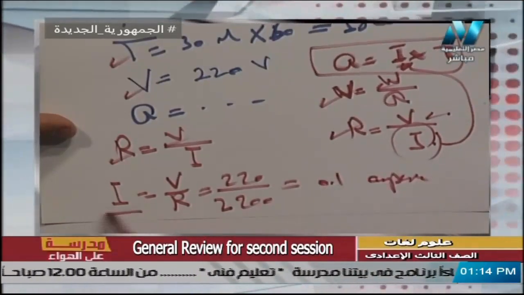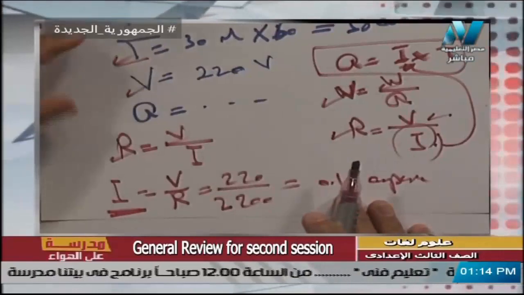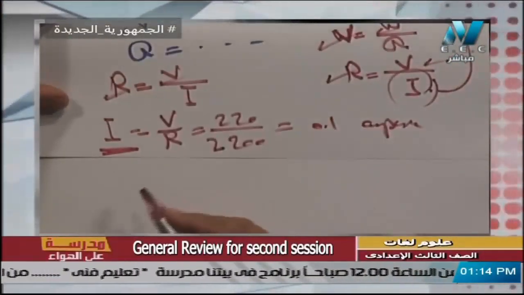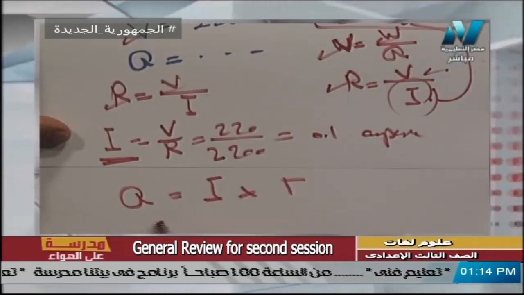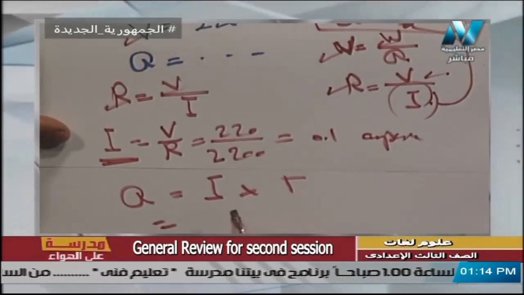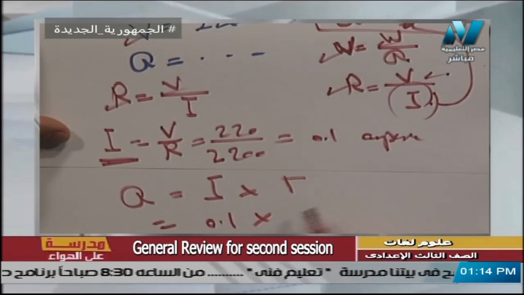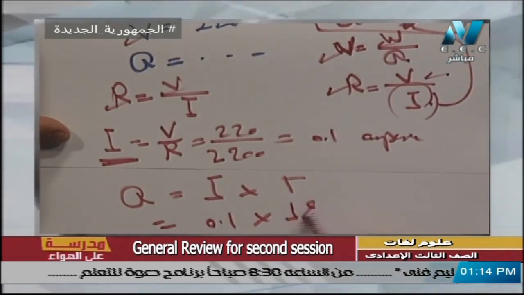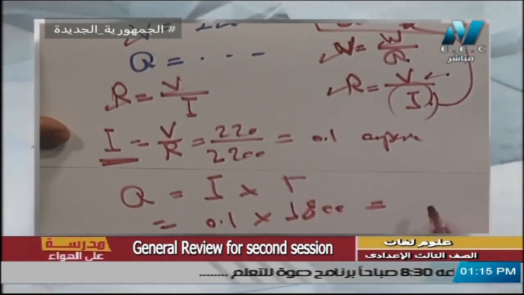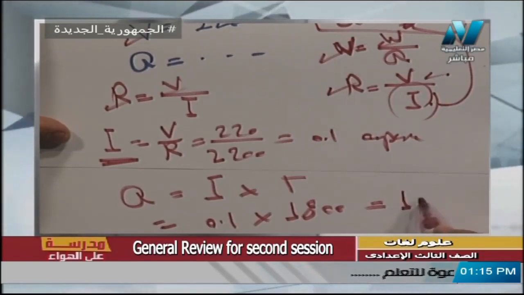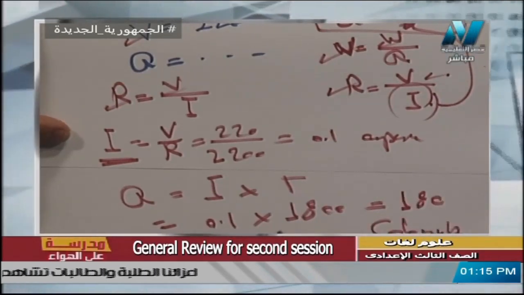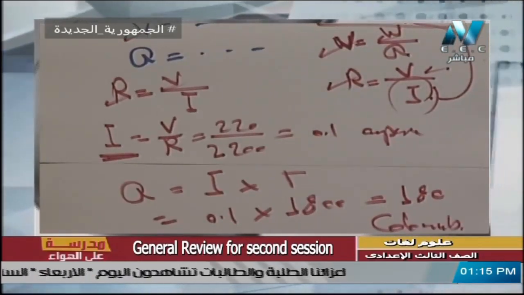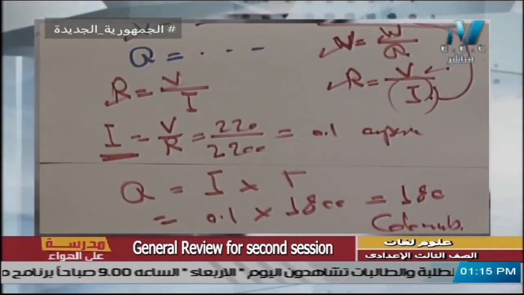كده بقى عندي I وعندي T. ينفع نجيب الـ Q؟ It's okay. Q equal what? Q equal I by T, so it will be I اللي هي 0.1 والتايم كنا حولناها خلاص 1800، so it will be 180 كولوم. 180 كولوم.